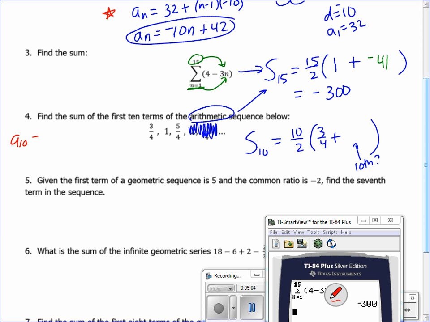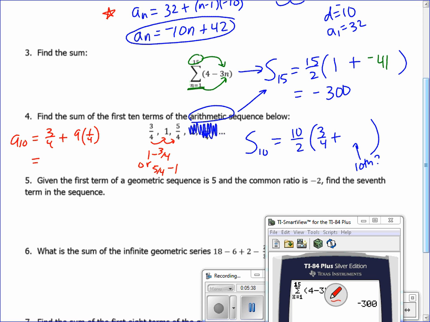So the 10th term is the first term, which is 3/4, plus n minus 1. Well, 10 minus 1 is 9, times a common difference. Well, the common difference I see is adding 1/4. 3/4 plus 1/4 is 4/4, which is 1, and 4/4 plus 1/4 is 5/4, so that's how it's getting the next thing. If you don't know that, you could just take and subtract, do like 1 minus 3/4, or you could do 5/4 minus 1. Both of those would get you 1/4. That would be your common difference. So that goes right here.